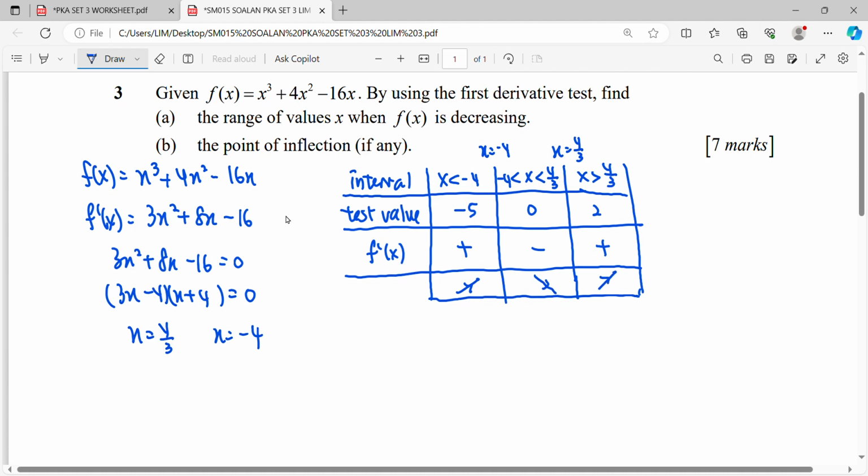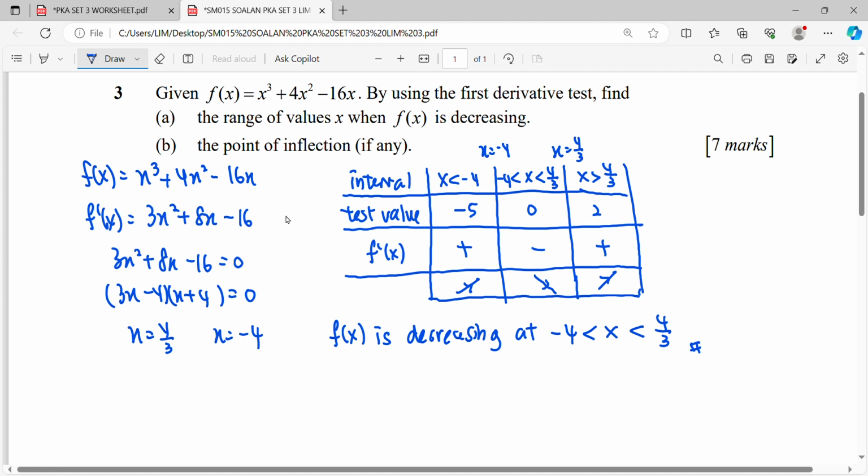So which interval? The function is decreasing at the interval -4 until 4/3.